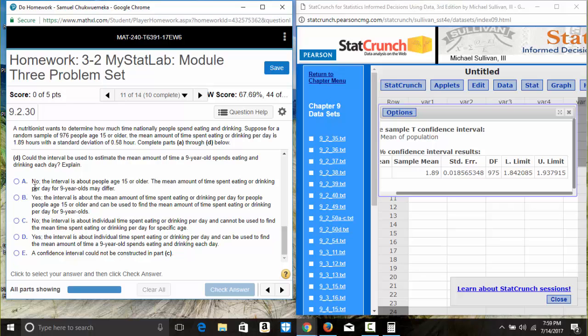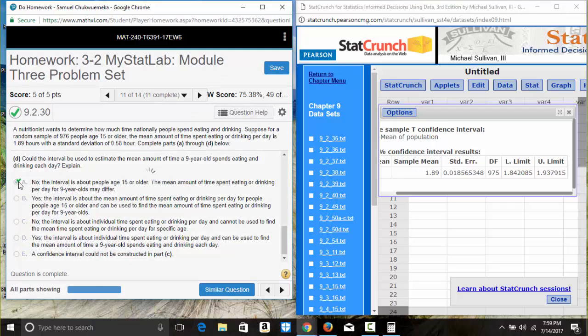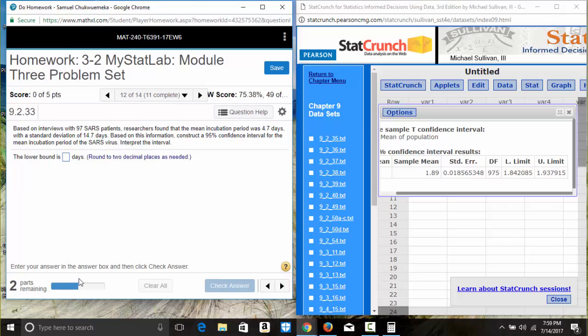So the interval is about people age 15 or older. The mean amount of time spent eating or drinking per day for 9-year-olds may differ. So A is the answer. Question 12: based on interviews with 97 SARS patients. SARS is what? You know what SARS is? Severe acute respiratory syndrome.